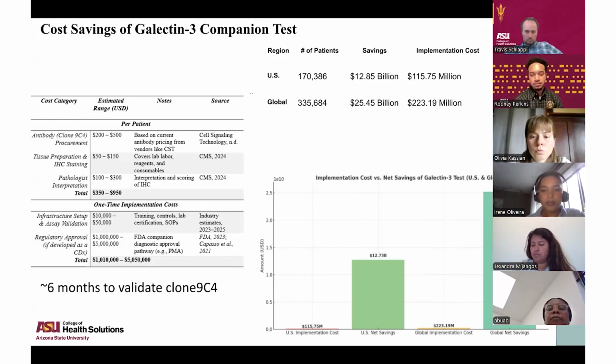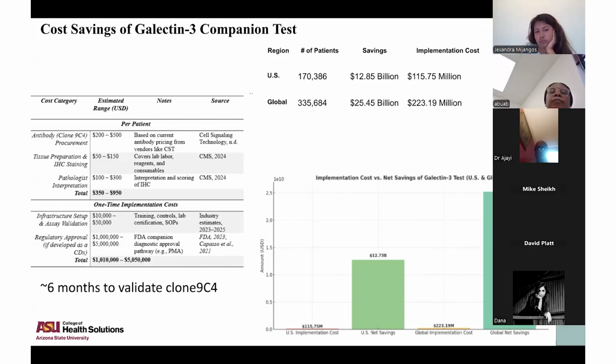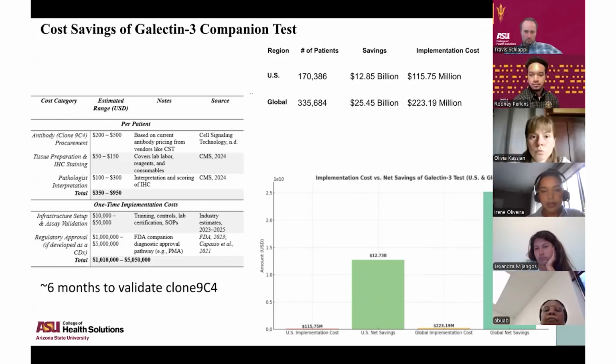And that's considering the worst case scenario where we have to pay $5 million to implement the test to have it validated by FDA. Now looking at the graph below, even paying this value to implement the cost, we are still saving $12 billion in US, and we're still saving $25 billion globally. So the implementation cost is nothing compared to the net savings that we see by implementing this test.